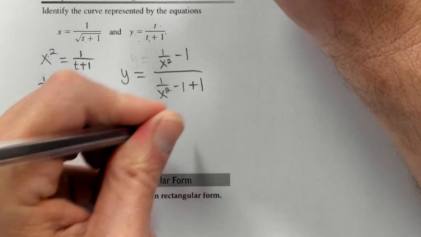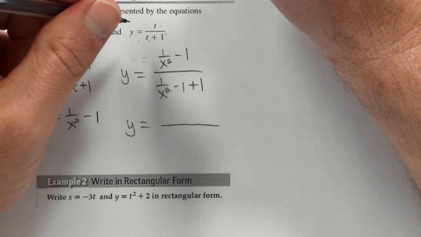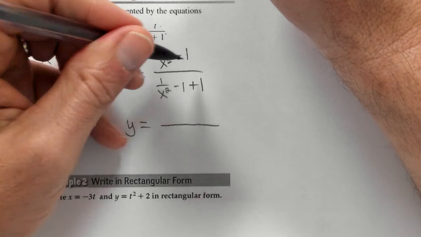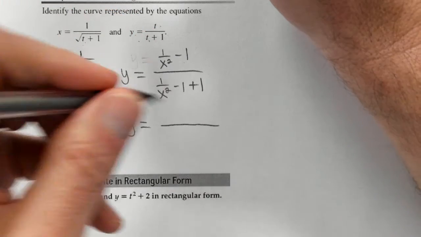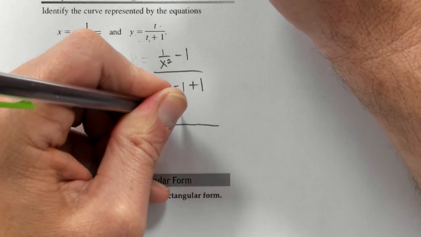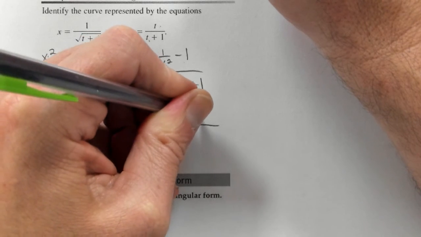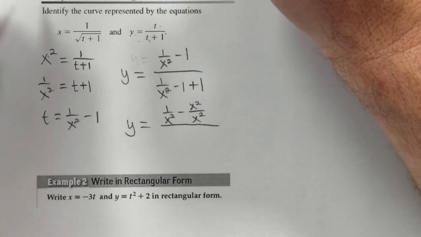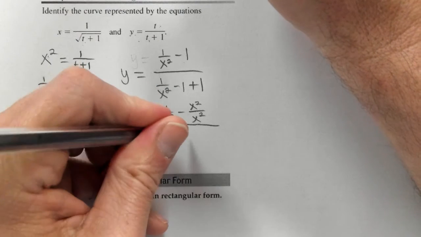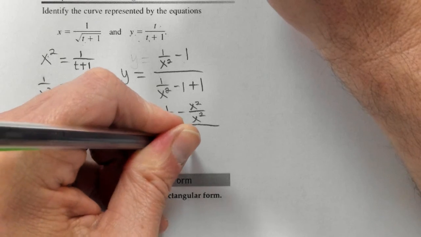So let's work with the top. All right. So on top, what I can do here is I can change this 1 into a common denominator of x squared. So this will be 1 over x squared minus x squared over x squared, which actually is 1. And on the bottom, we can do negative 1 plus 1. That's gone, so that's over 1 over x squared.